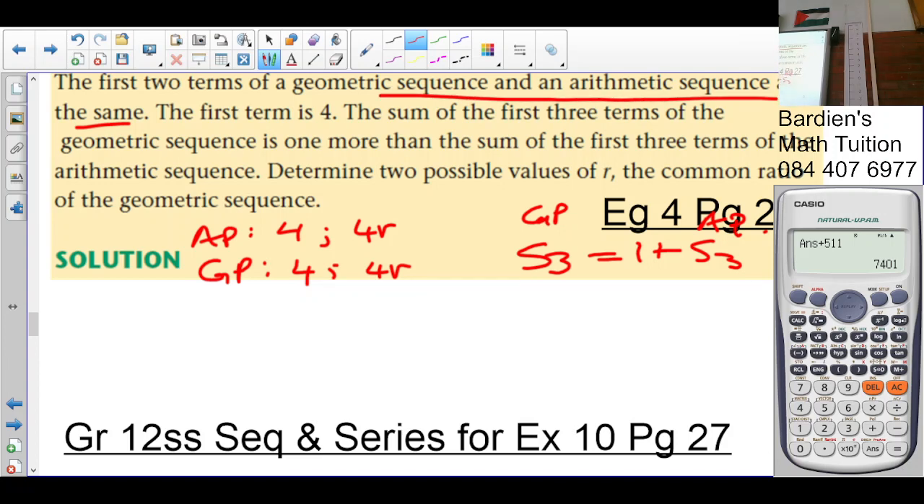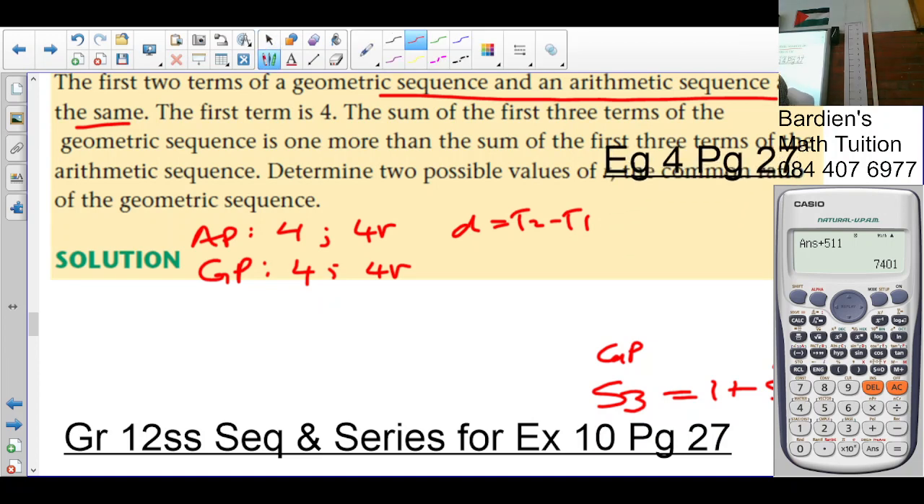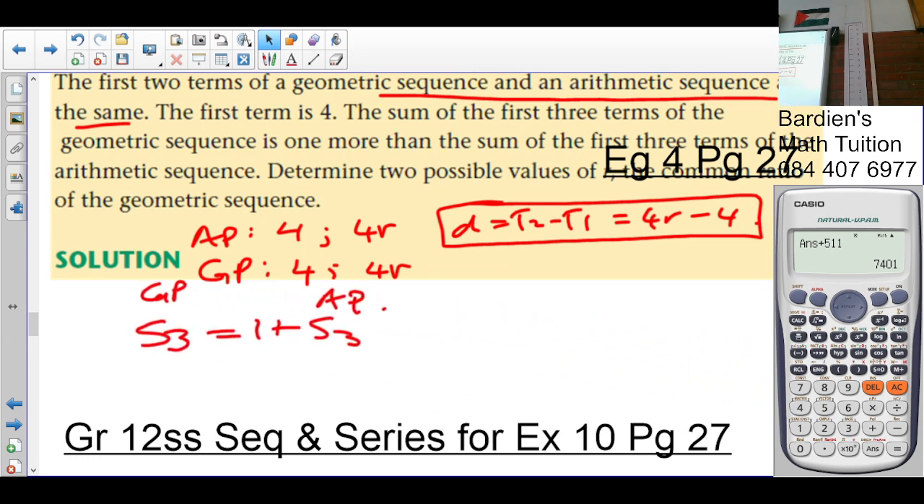Okay, so what would my D value be here? Let's just pull this down. So my A value, of course, is 4. My D value is going to be T2 minus T1, which is simply 4R minus 4. Okay. So with that information now we can say, okay, bring this into account now. Alright.